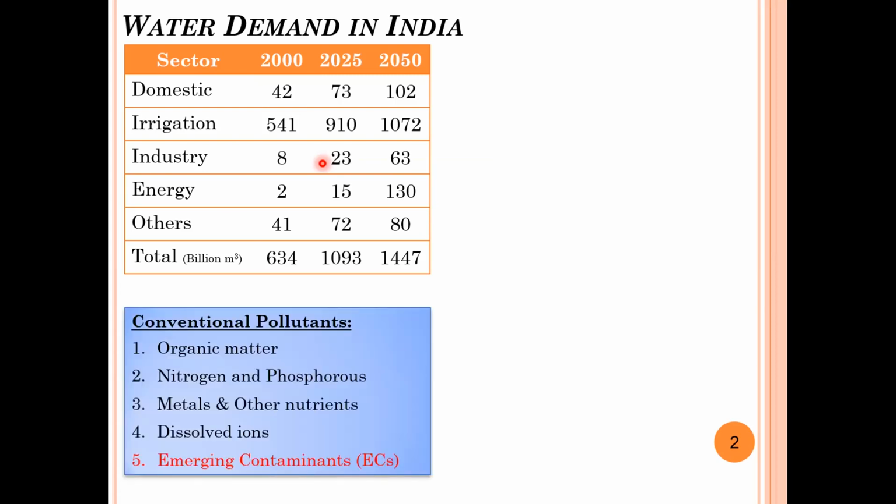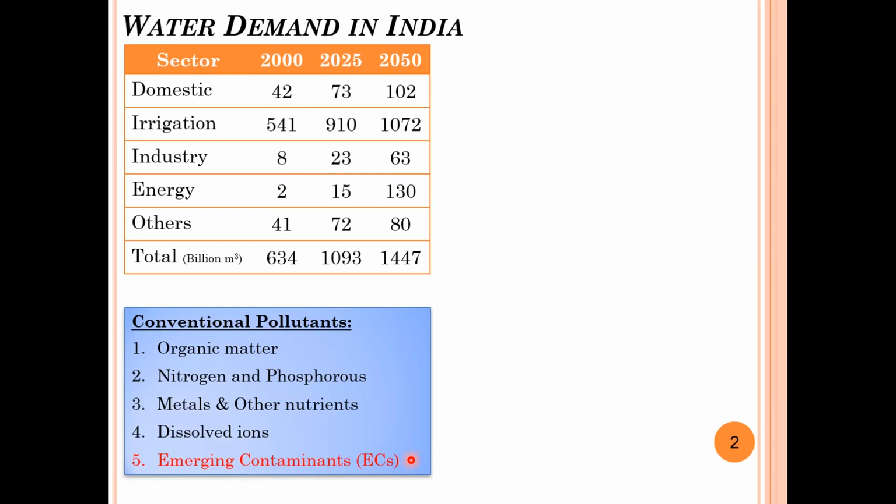Once you try to recycle the wastewater, we have a variety of pollutants. In the earlier stage, we only removed organic matter, nitrogen, and phosphorus, along with metals. These days, emerging pollutant, or emerging contaminant, is a term we come across when you go for water purification or wastewater treatment.